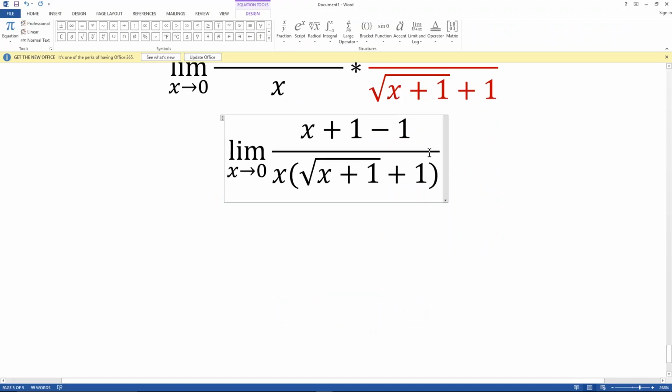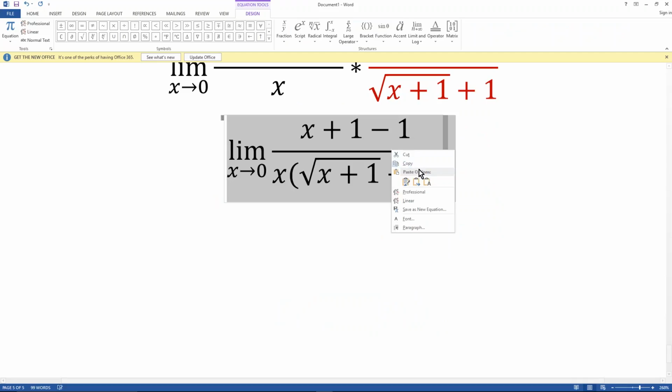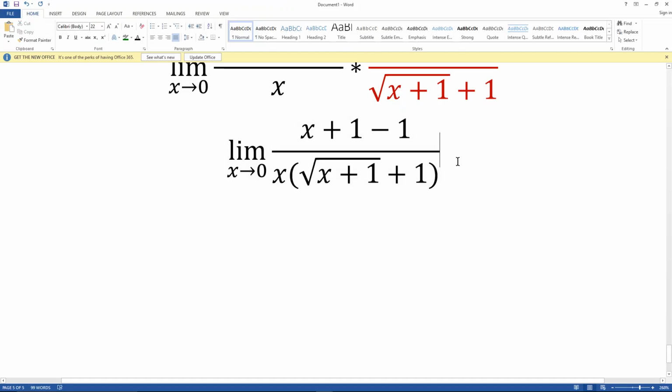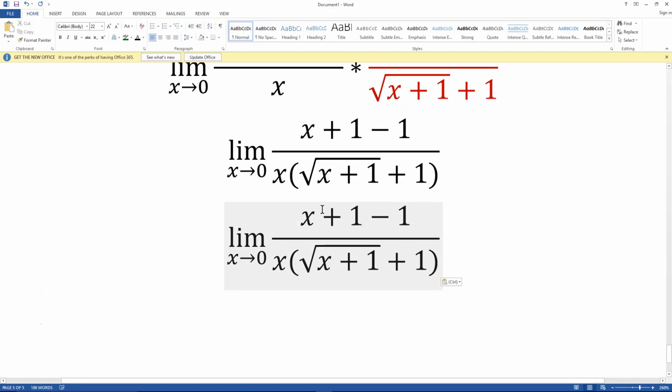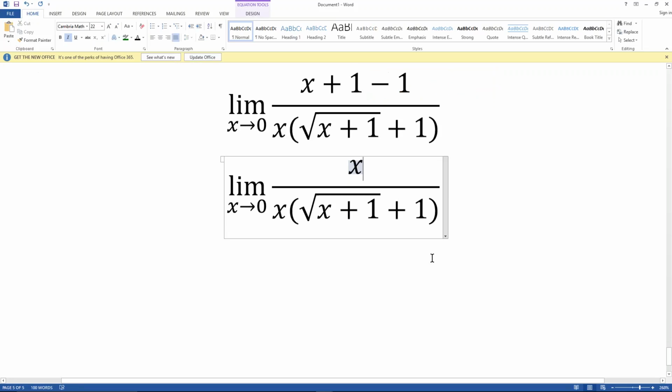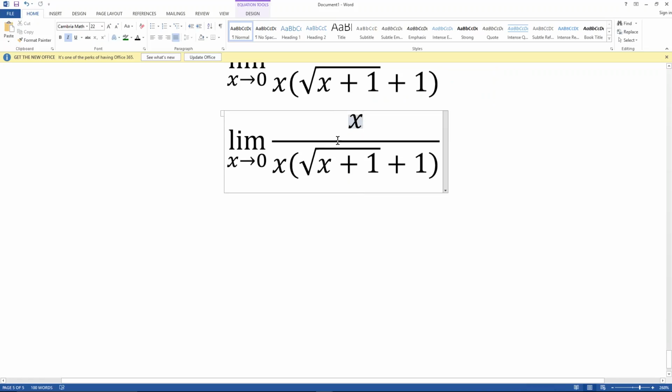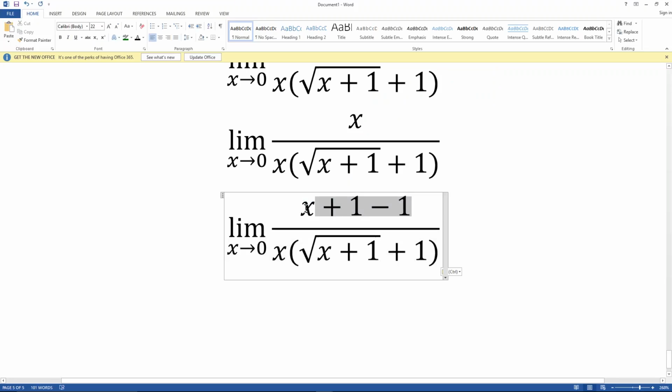What happens to my 1s? Cancel. Right? What happens to my x's? Cancel. But what am I left with on the top when they cancel? A 1.